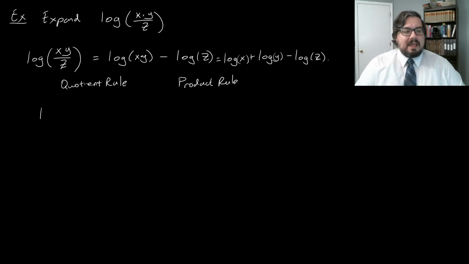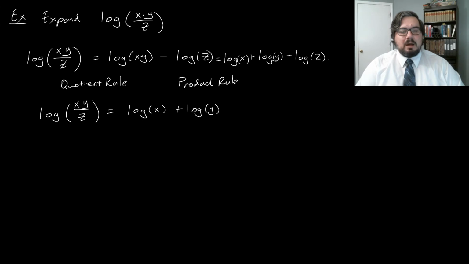And so what we have at the end of this problem is that the logarithm of x times y divided by z is the same as the logarithm of x plus the logarithm of y minus the logarithm of z.